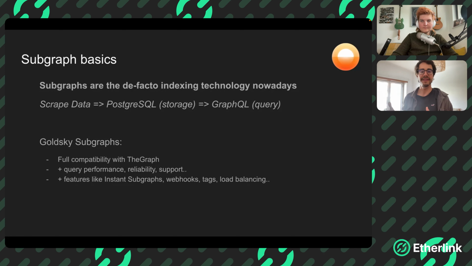And then on the technical side, some features like instant subgraphs, webhooks, tags, load balancing, etc. So that's pretty much a little bit of it, right? We go through direct RPC calls. They're not that efficient. Takes a bunch of time to load on the website, compared to querying a different system, which is basically an indexer where the data is stored in a much more convenient way.